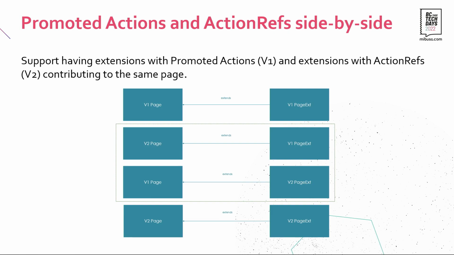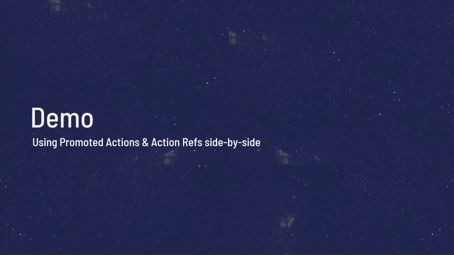Yeah, so as Quentin just explained, you cannot mix the V1 syntax, which is the promoted action syntax, and the V2, which is the action ref syntax. But you can use whichever format you want to use for your extensions, and the base page can be either in V1 or V2, so you can have them side by side. And this is possible because V1 pages are converted for you into the V2 format under the hood, so you don't need to worry about which format that you have. So I can show you that in demo.